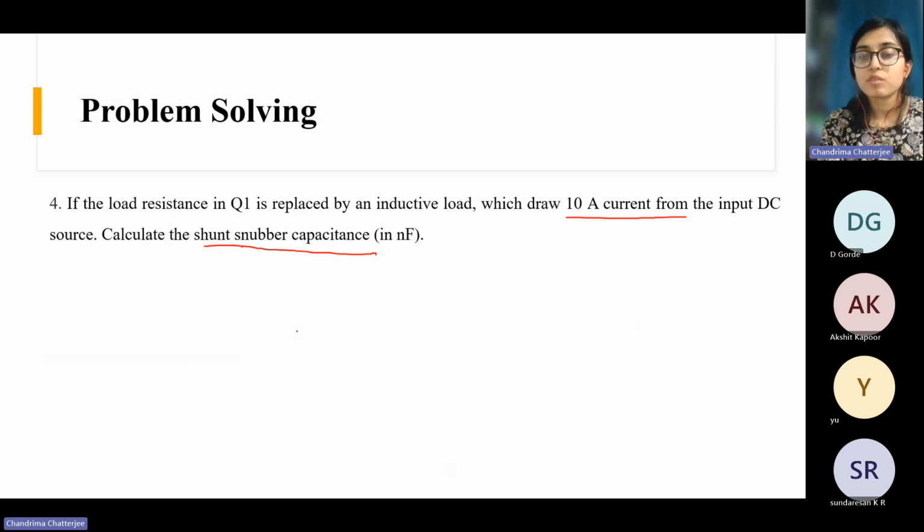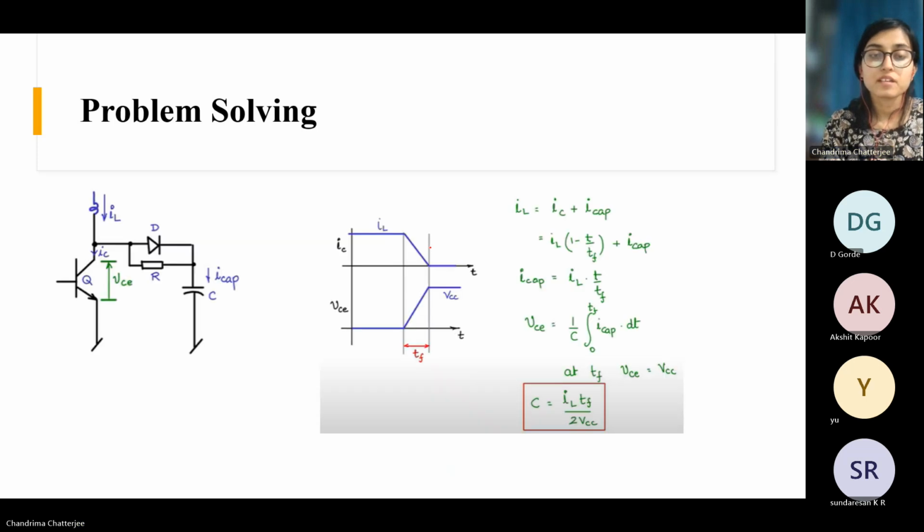First, I will explain what a snubber circuit is and why it is required. Then I will solve this problem. So here it is shown for a BJT. Similar logic we can apply for a MOSFET also. So suppose there is this BJT, and here there is some inductance.